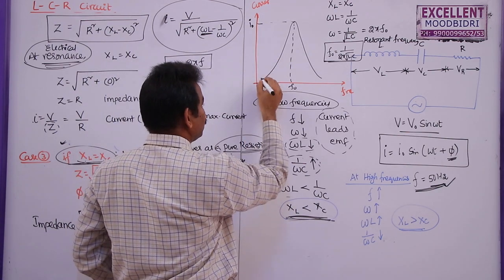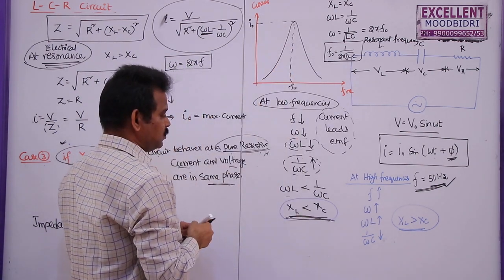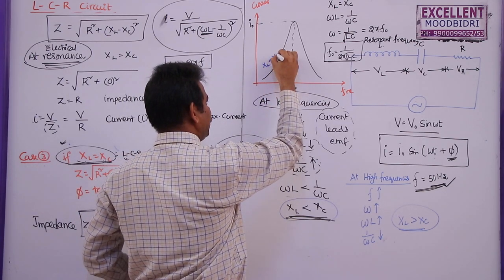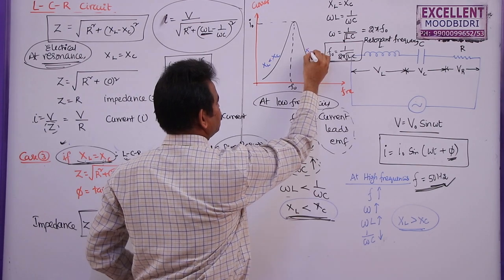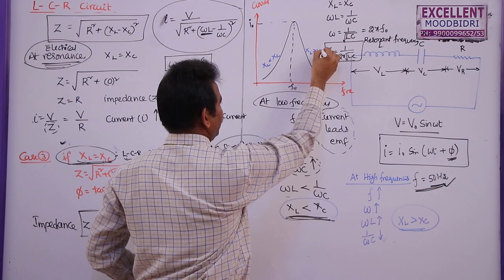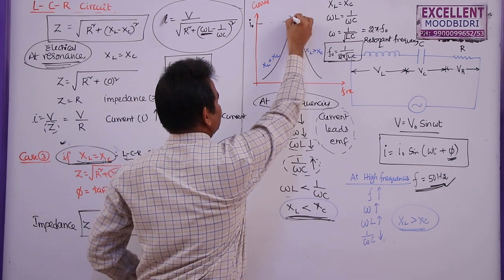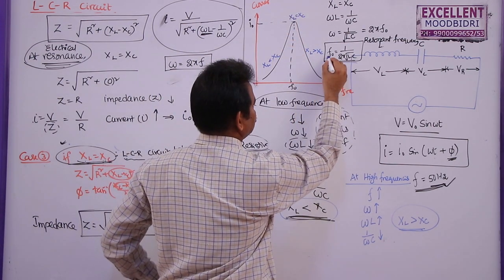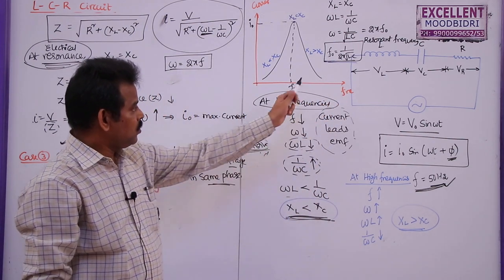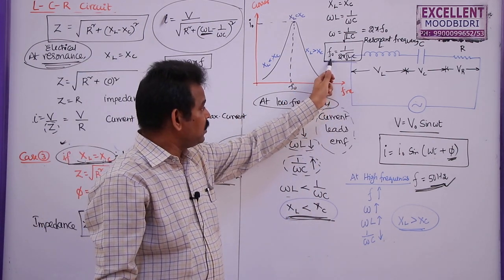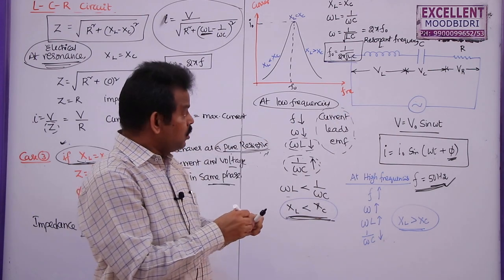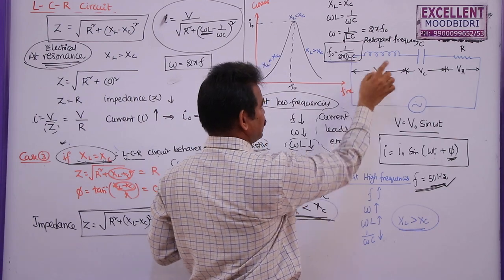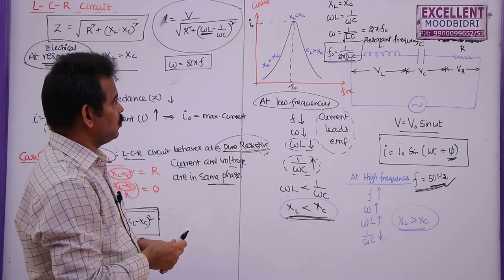So from here to here, in the first part of this graph, we can write XL less than XC. Here this is XL greater than XC. But at this point, XL is equal to XC. So this is called the resonance frequency of this LCR circuit. You can see this resonance frequency does not depend upon the resistance of this circuit. It only depends upon the inductance as well as capacitance given in this circuit.